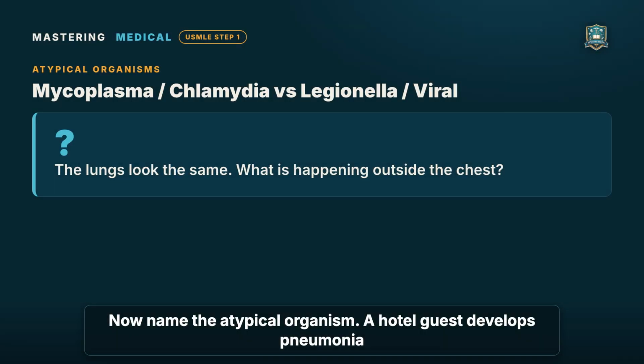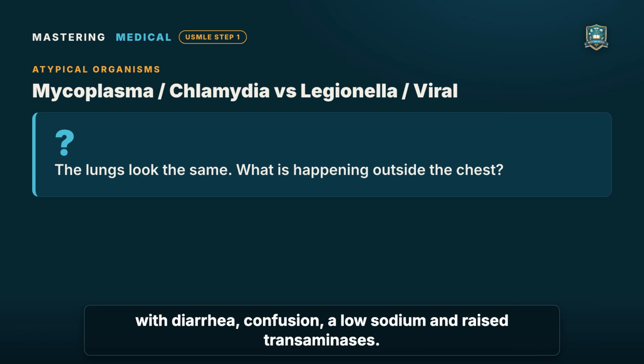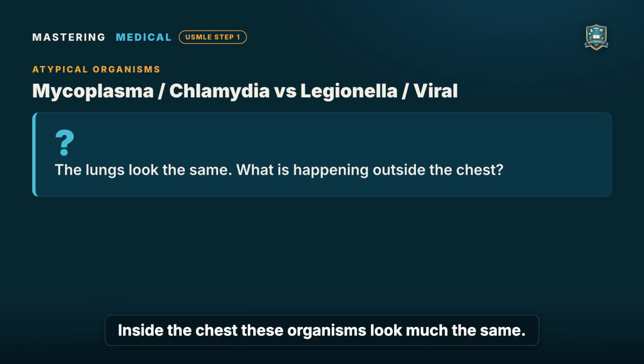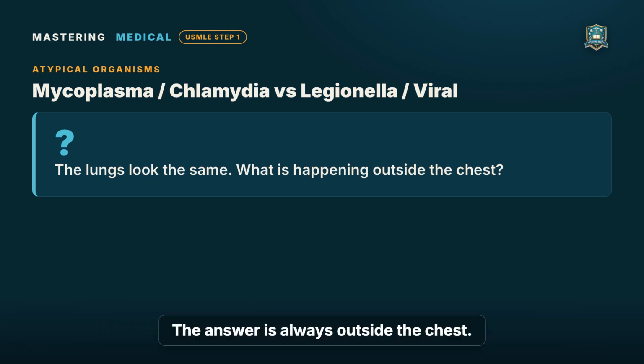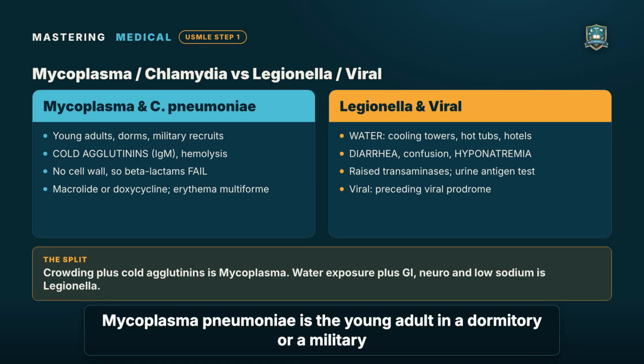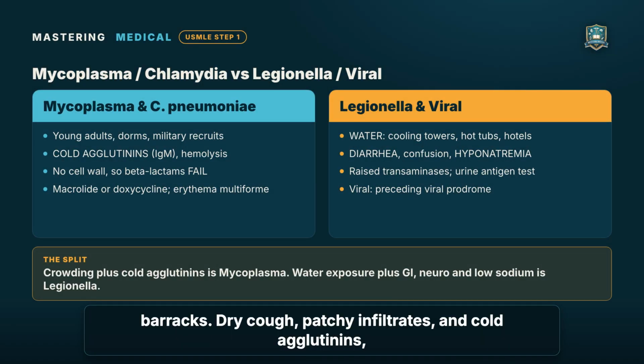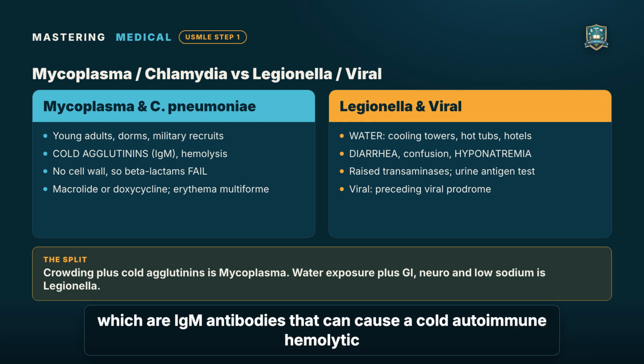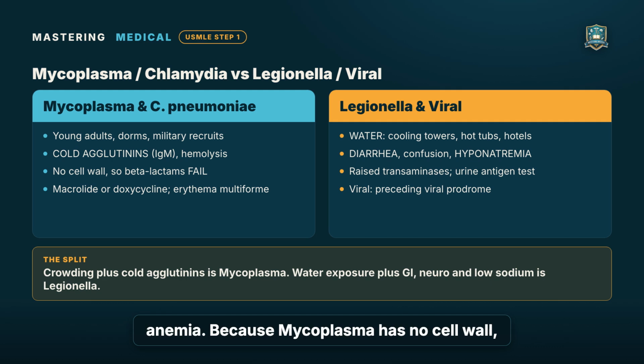Now name the atypical organism. A hotel guest develops pneumonia with diarrhea, confusion, a low sodium, and raised transaminases. Inside the chest, these organisms look much the same. The answer is always outside the chest. Mycoplasma pneumonia is the young adult in a dormitory or a military barracks. Dry cough, patchy infiltrates, and cold agglutinins, which are immunoglobulin M antibodies that can cause a cold autoimmune hemolytic anemia.